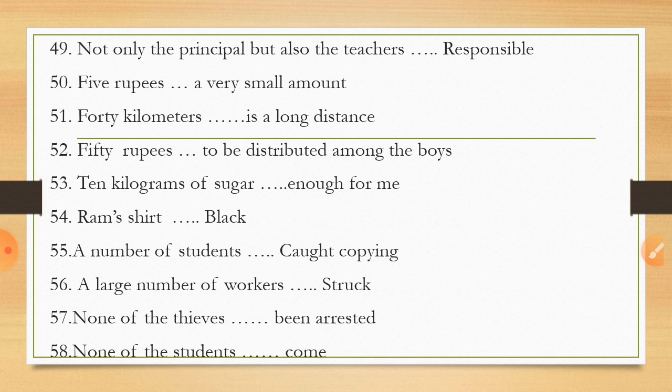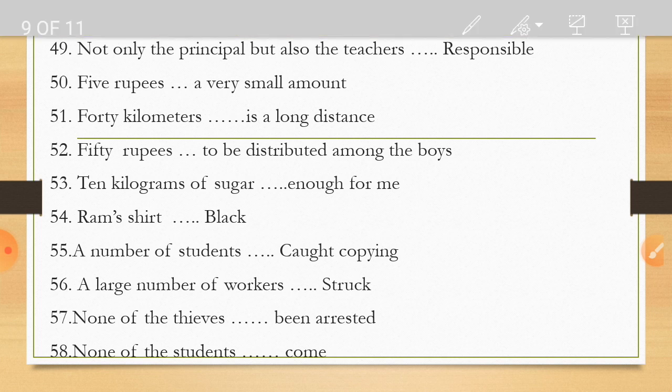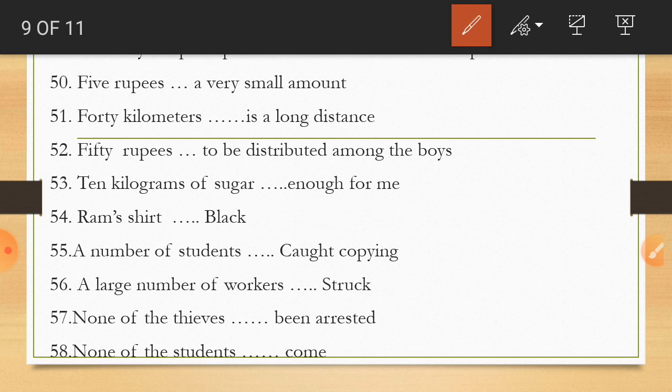Next, fifty rupees dash to be distributed among the boys. Here, if you see this "among the boys," we are using it as separate entities. Thus, fifty rupees are to be distributed. We have to write this because at last you could find the plural form. But in the next one, ten kilograms of sugar dash enough for me. Here we are using a singular verb because it is meant for a single person. Ten kilograms of sugar is enough for me.